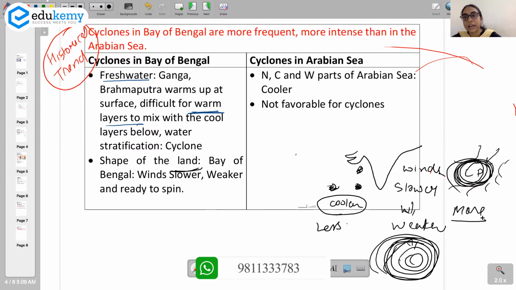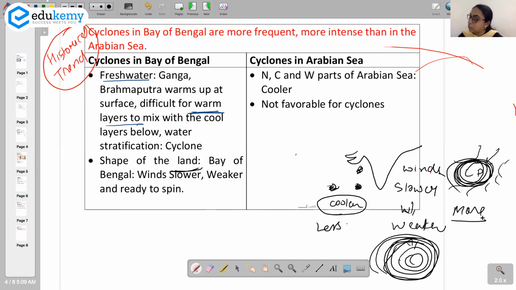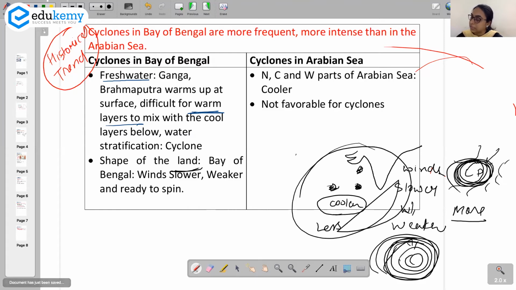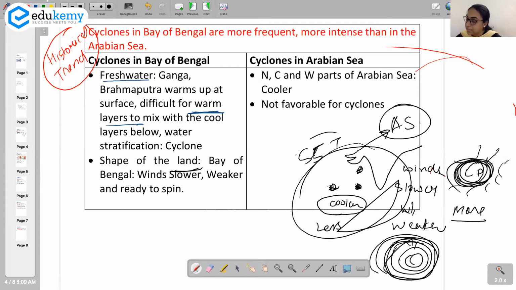This is the historical trend. But now what has happened? Now the number of cyclones is also increasing in the Arabian Sea. Any guesses why? Yes, the reason is global warming. Because the sea surface temperature, SST, is increasing in the Arabian Sea also. So this increase in the temperature becomes a zone favorable for cyclones.